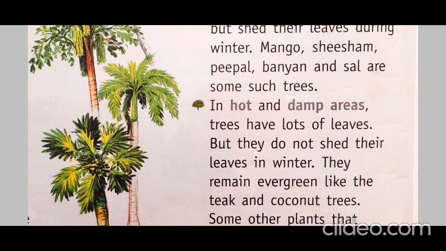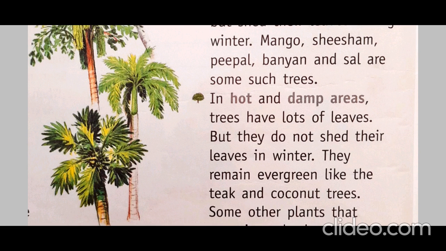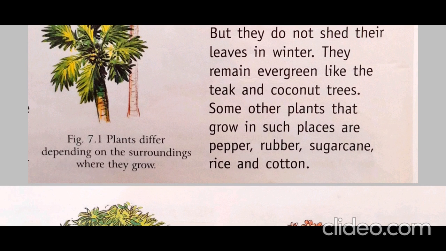You might have seen the coconut trees. You are drinking coconut water, no? And near the seashore, you might have seen the coconut trees. So they never shed their leaves. They are evergreen trees. Some other plants that grow in such places are pepper, rubber, sugarcane, rice and cotton.